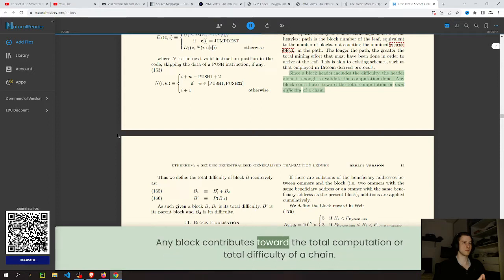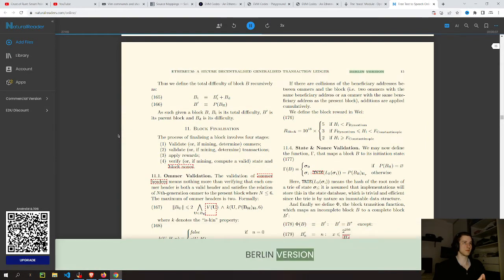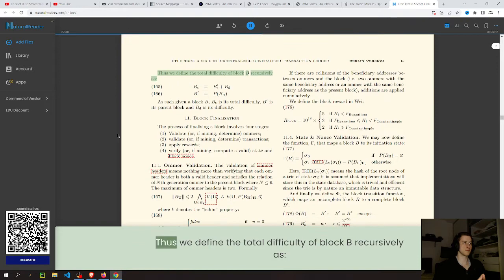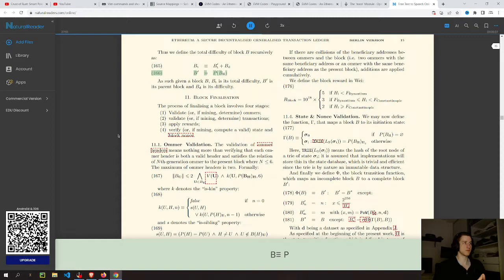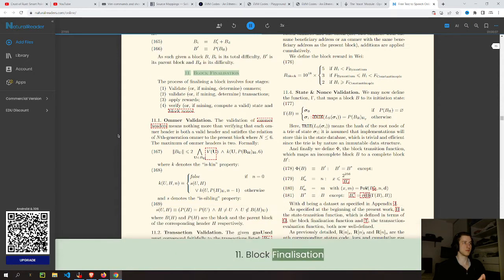Any block contributes toward the total computation or total difficulty of a chain. Thus we define the total difficulty of block B recursively as B_t = B_p_t + B_d. As such, given a block B, B_t is its total difficulty, B_p is its parent block, and B_d is its difficulty.